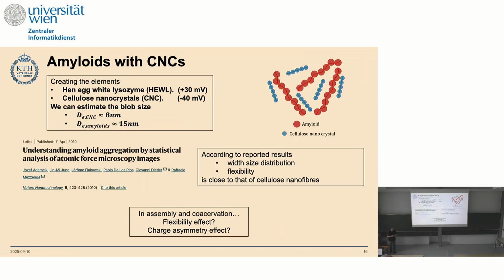But when it comes to calculations, when we want to mix, for example, amyloid fibers, which are semi-flexible and positively charged, with CNC, which are short, rigid, and highly charged, we do the calculation for the blobs and set the flexibility and the rigidity, and we come to a point: what happens when flexibility changes? One of them is semi-flexible, the other one is rigid, and also they are charge asymmetric. They don't have the same charge fractions.